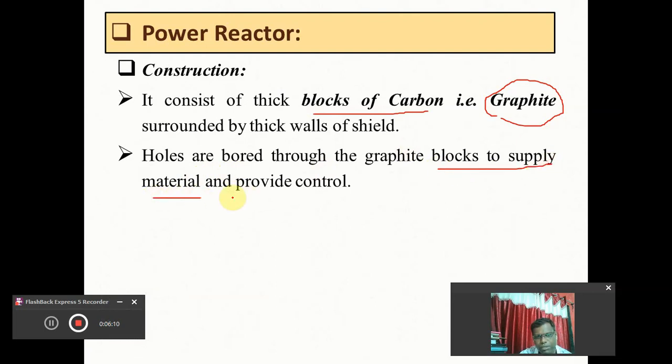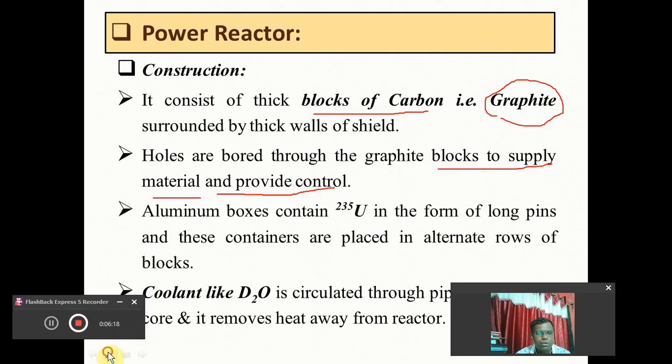So whatever material has to be supplied can be supplied through this bore, and it is also used to provide the control. Again, if we discuss the construction of this power reactor, then you will come to know that some aluminum boxes contain uranium-235 in the form of long pins, as nuclear fuel, and these containers are placed in alternate rows of blocks.